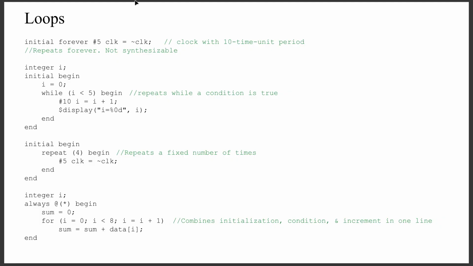Loops. So here are examples of some loops. We have our forever loop. It is not synthesizable. So for every 5 seconds or time steps, the clock goes up or down. And then this is a while loop. So while i is less than 5, we will loop. And then a repeat loop. So we repeat a fixed number of times. And then a for loop. So there's an initial condition, i is equal to 0, as long as i is less than 8, and we increment i after every loop or iteration.